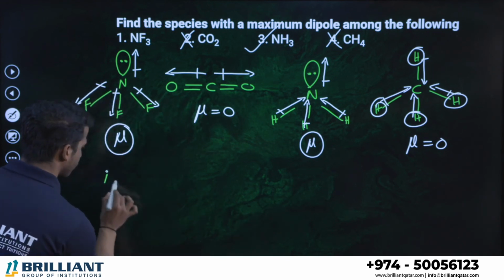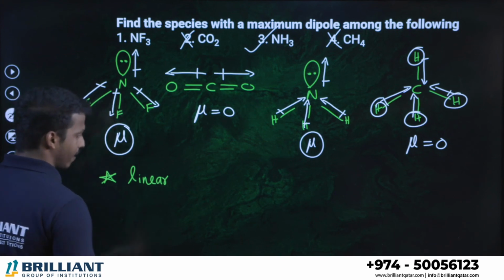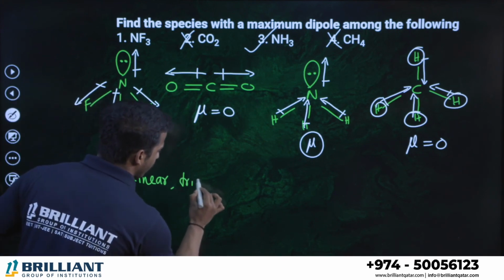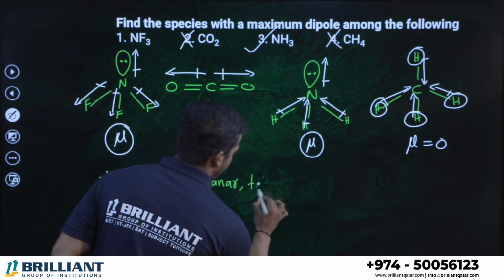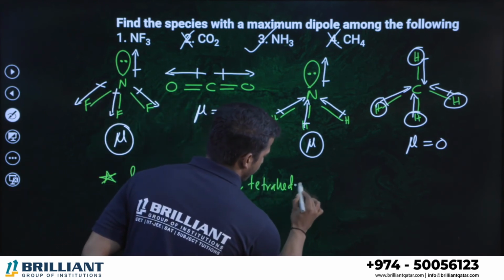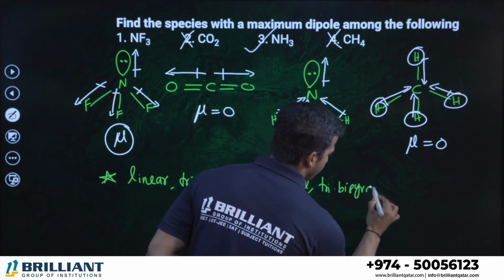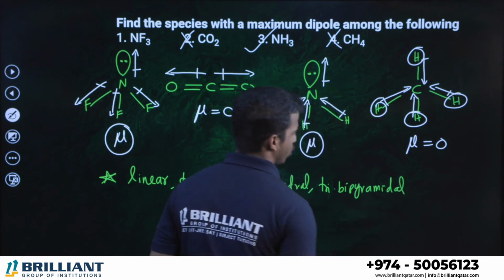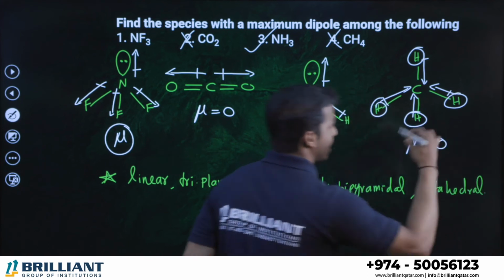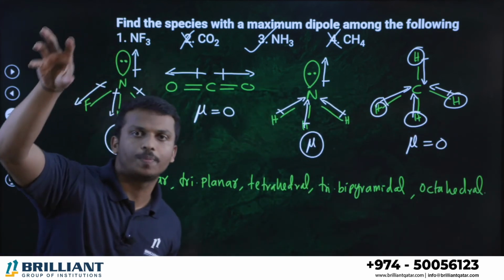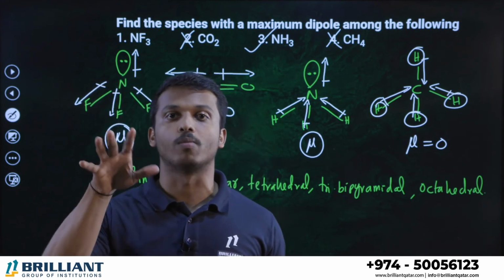That is, if the structure is linear, if the structure has trigonal planar geometry, then tetrahedral geometry, then trigonal bipyramidal geometry, and octahedral geometry. In these kinds of systems, when the surrounded species are equal or the same element, you can say that in almost all cases the dipole moment will be 0.